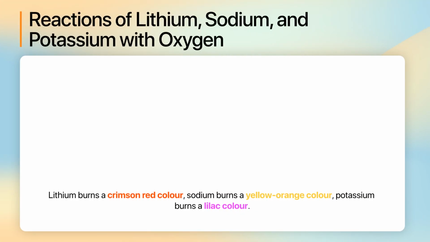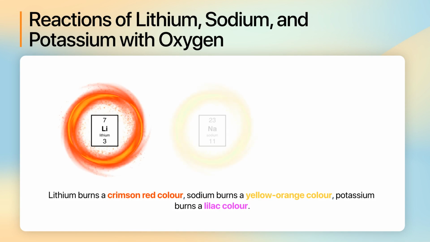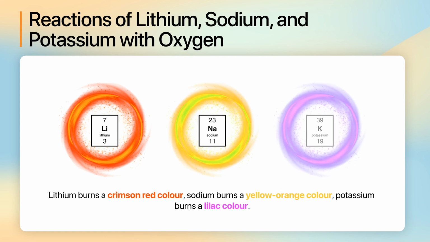Each metal has a characteristic flame color when it burns. Lithium is a crimson red, sodium is a yellow-orange, and potassium is lilac. These flame colors are important to remember as they help in identifying the metals. You need to learn these colors for your GCSE exam.